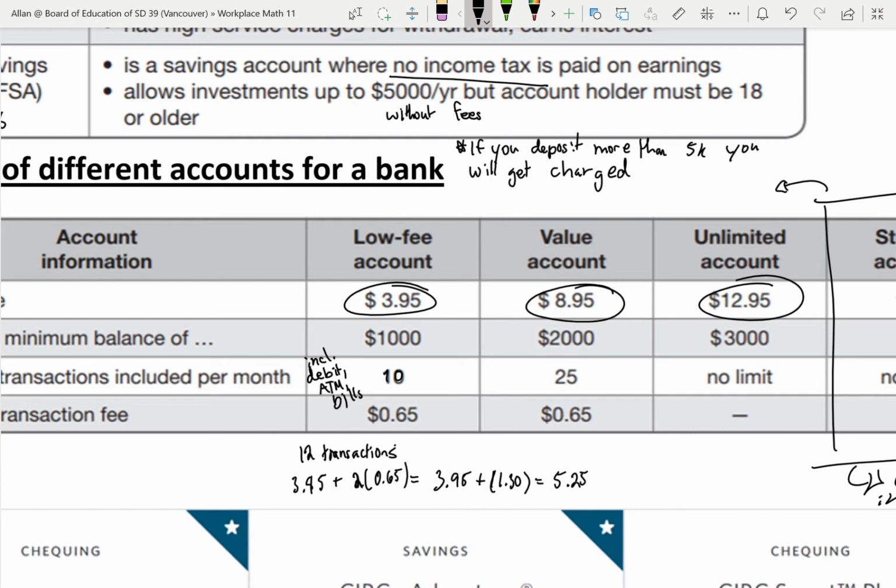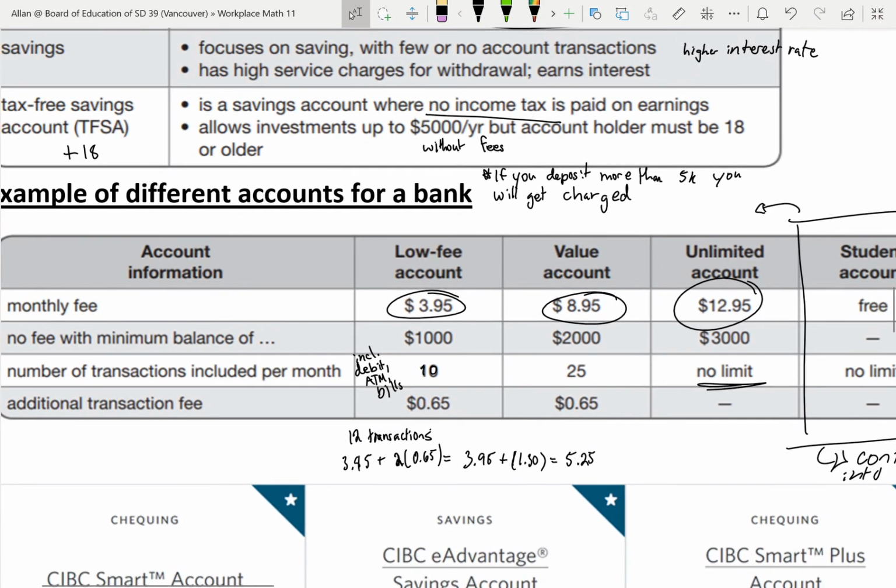And then, for example, if you make lots of transactions, you might want an unlimited account, which costs a little bit more, but again, there's no limit. So this is one of the things to be aware of. The other thing I'll highlight is there's this no fee with a minimum balance. So oftentimes what they'll do is they'll waive the above fee if you keep a certain amount in your account.